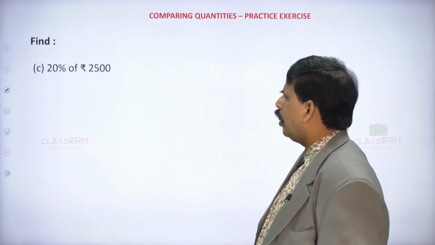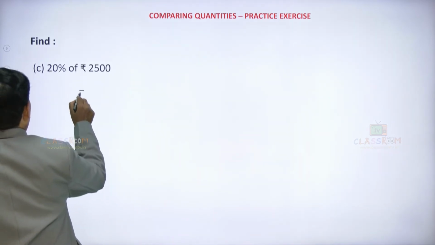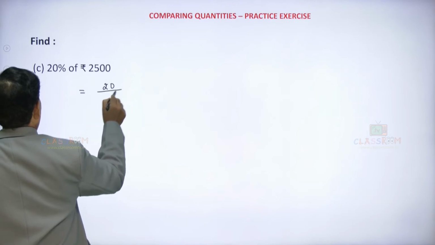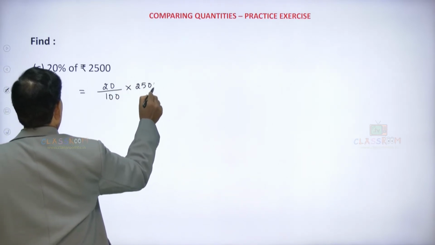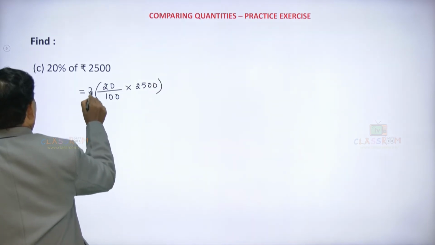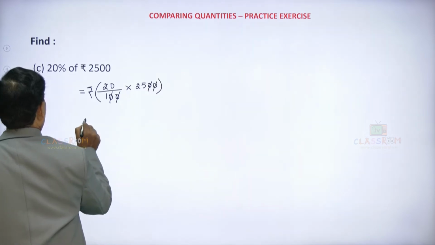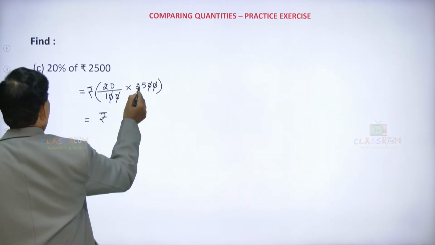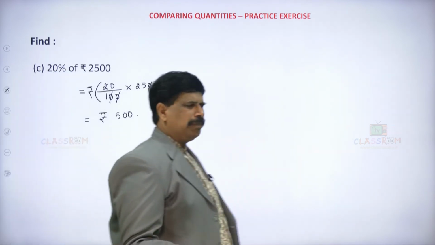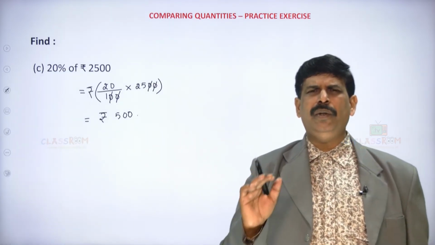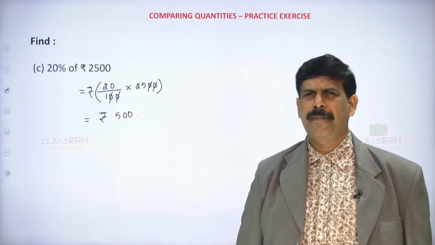20% of rupees 2500. So this is nothing but 20 by 100 into 2500. Of course, rupees. 2 zeros get cancelled. 25 2s are 50. So it is 500 rupees. Very simple. 20% convert into fraction, 20 by 100. Of means into the value whatever is given.